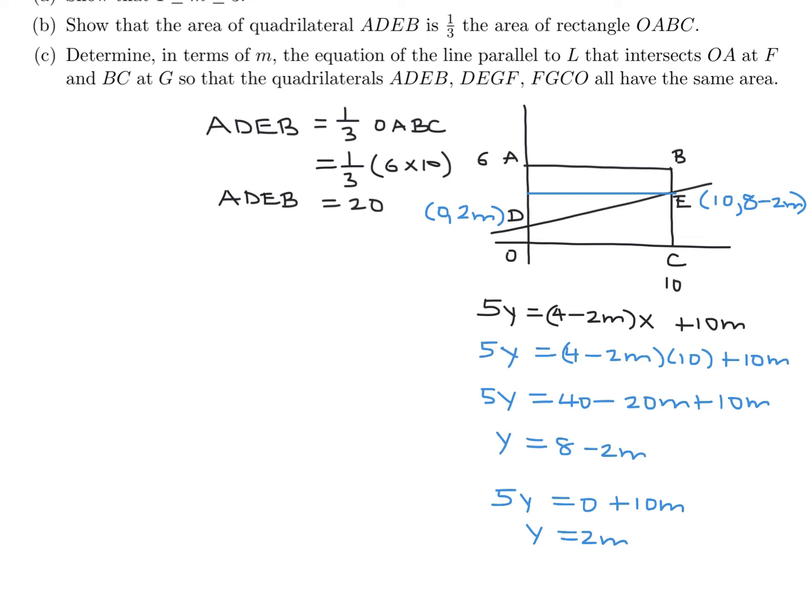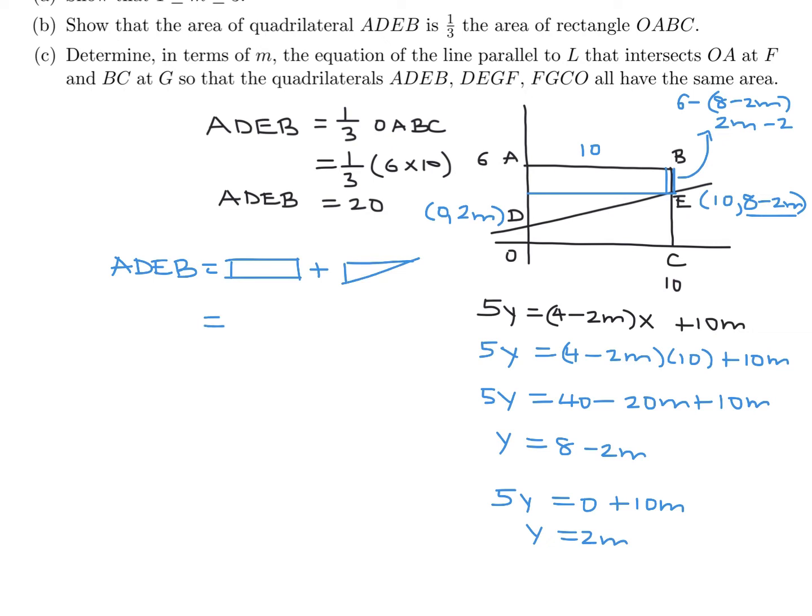If I draw a parallel line there, I can do this. This side is 10, and then from here to here, that's going to be 6 minus this guy. So this dimension right here is 6 minus (8 minus 2m) in brackets. So that's going to be 2m minus 2. So that area, ADEB, is essentially that rectangle plus this triangle. So basically just draw it in.